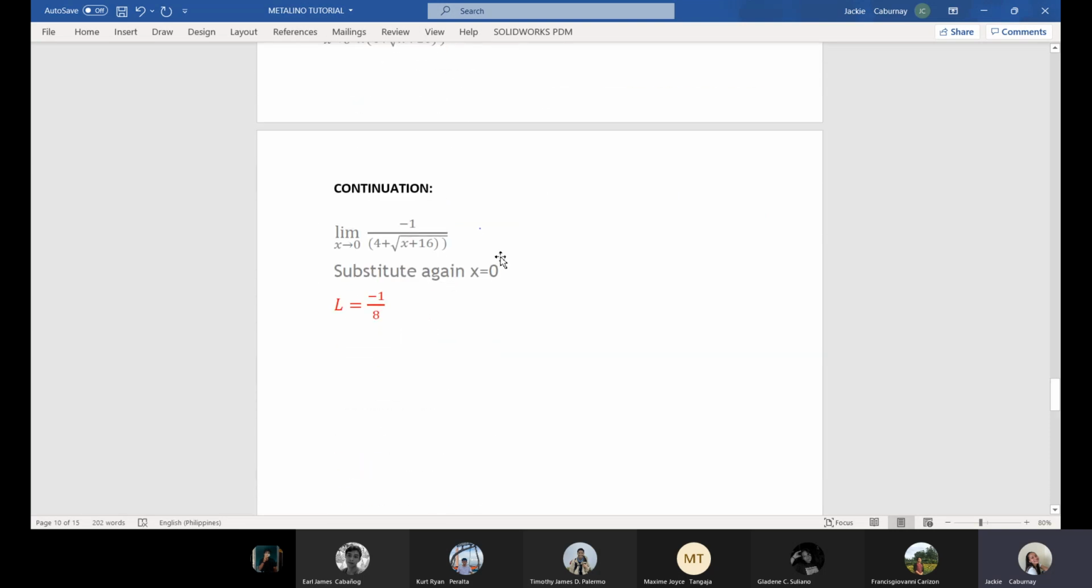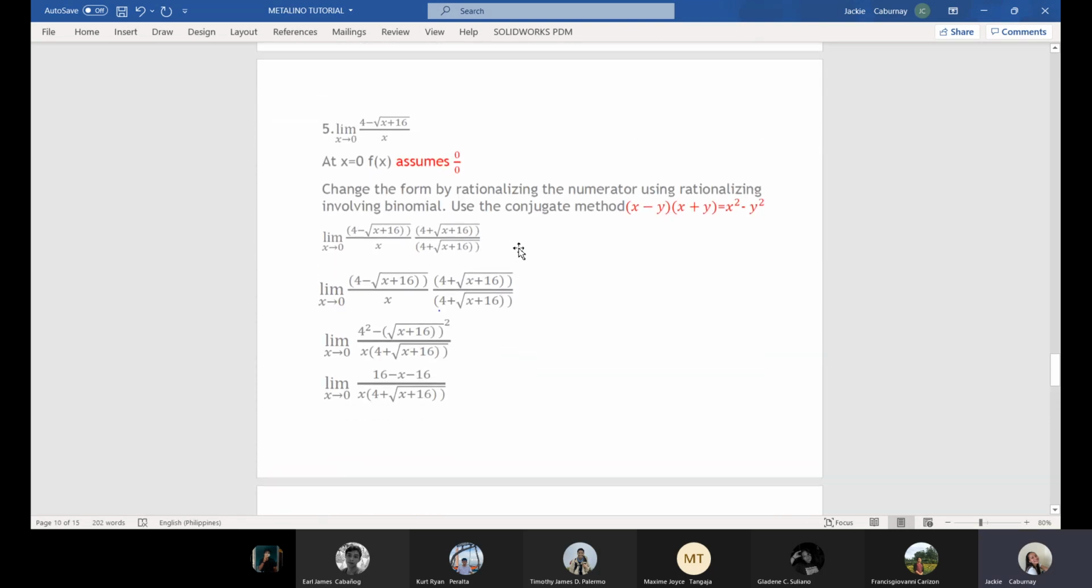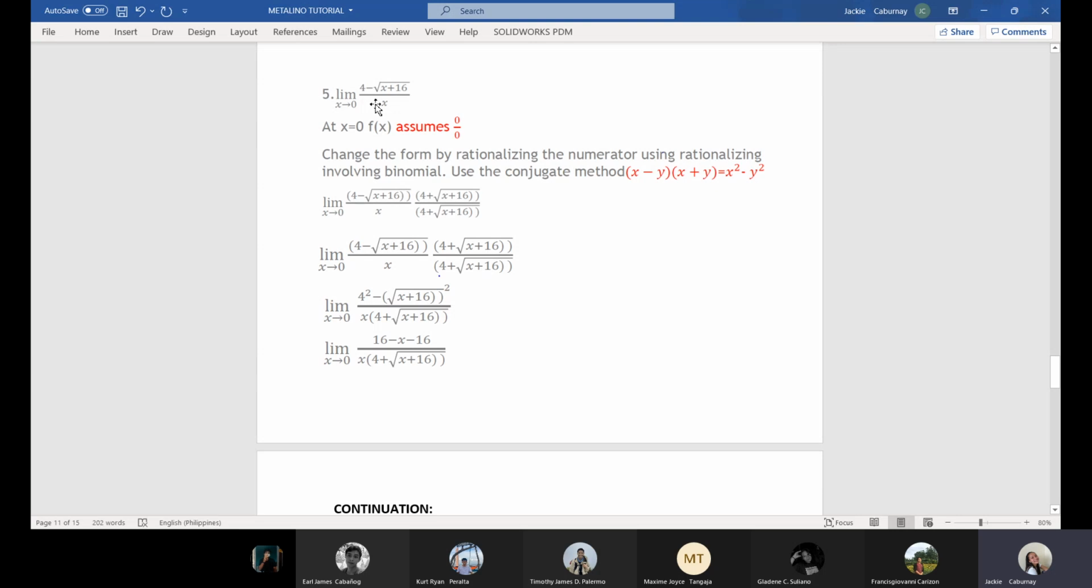So, here is another example. Limit of 4 minus square root of x plus 16 over x, where x approaches 0. If you use direct substitution of 0 in the given, you get 0/0. Looking at the given, you cannot factor it, since there is nothing to factor. So, your other way is to rationalize the given.